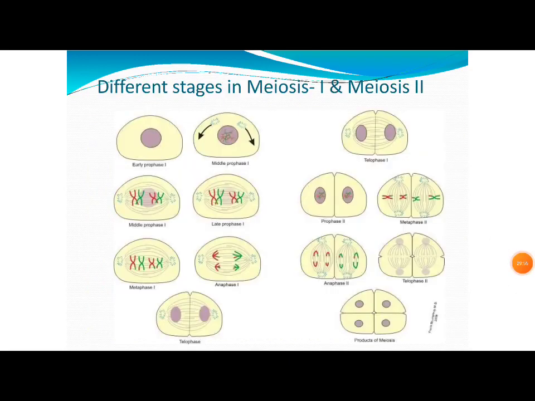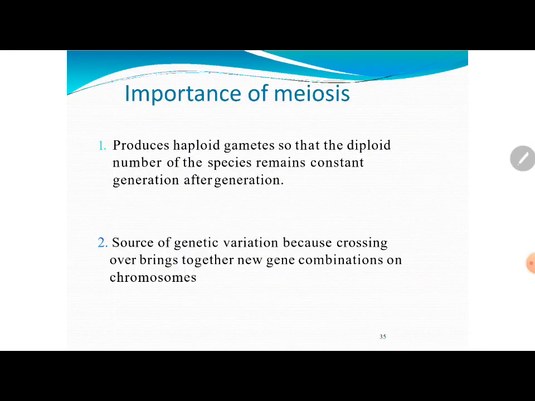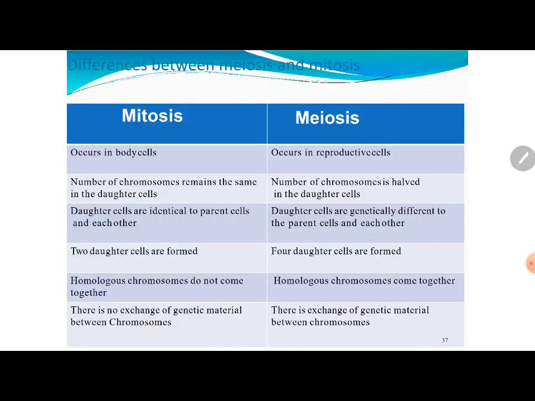So these are the different stages of meiosis 1 and 2. This is how the whole process has been diagrammatically explained here once again. Importance of meiosis: it produces haploid gametes so that the diploid number of the species remains constant generation after generation. It is a source of genetic variation, because crossing over brings together new combinations of chromosomes.